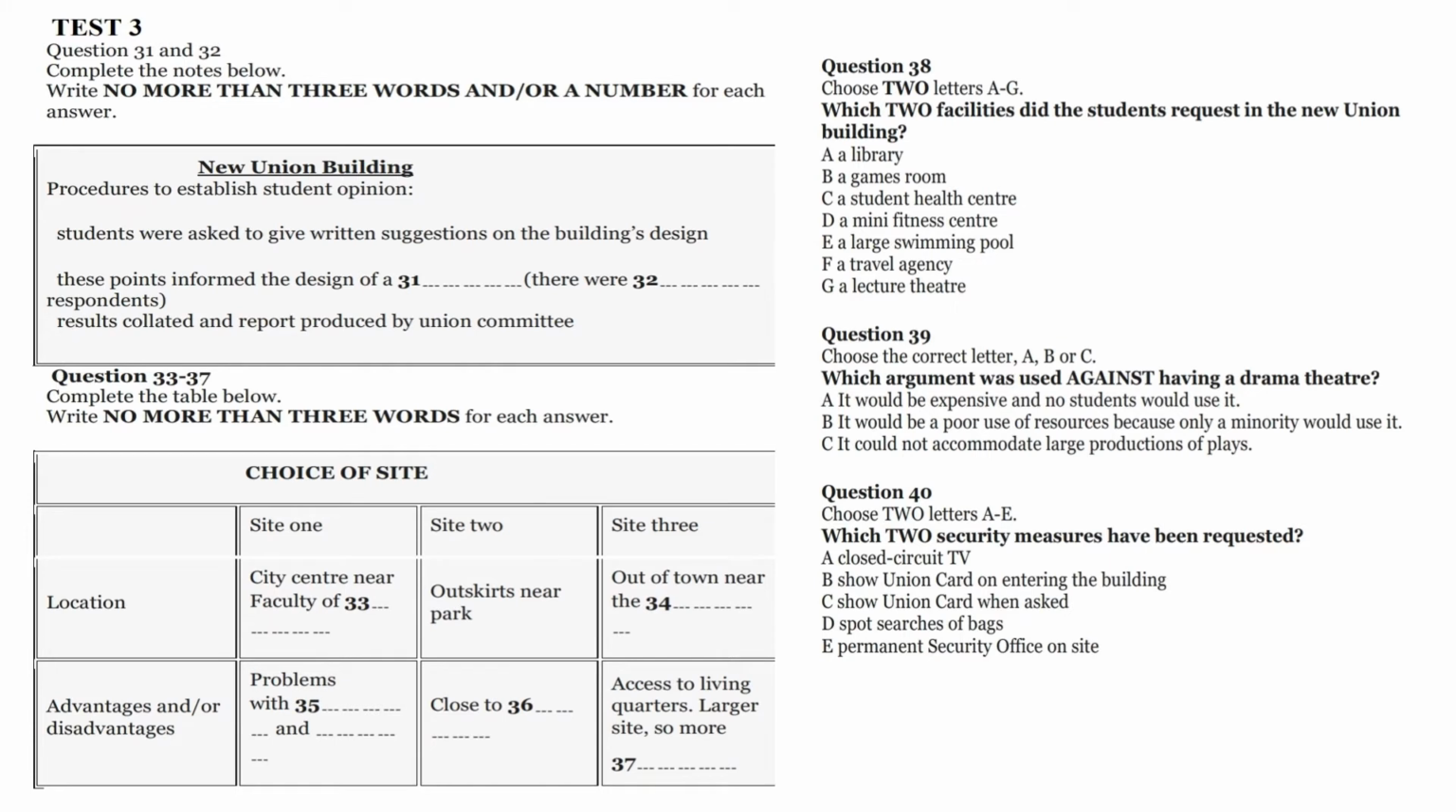Section 4. You'll hear a student union representative presenting the views of college students about the design of a new building. First, you have some time to look at questions 31 to 40. Now listen carefully and answer questions 31 to 40.